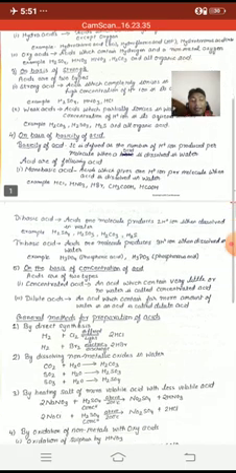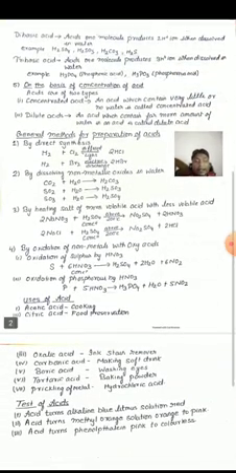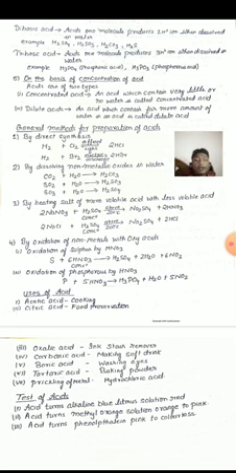Next is dibasic acids. Dibasic acids are those acids which give 2H+ ions per molecule when the acid is dissolved in water. For example, sulfuric acid, carbonic acid, and hydrogen sulfide.